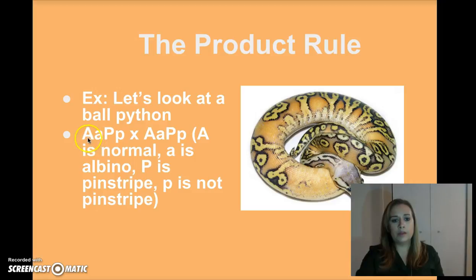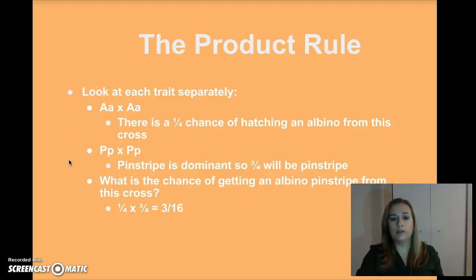Capital A is normal, little a means albino, capital P is pinstripe, and lowercase p is not pinstripe. The two parents that we're looking at are both heterozygotes. If we look at these traits separately, when we cross two heterozygote A's, there is a 1/4 chance of hatching an albino from this cross. When we look at the P's, we have a 3 out of 4 chance of getting a pinstripe.